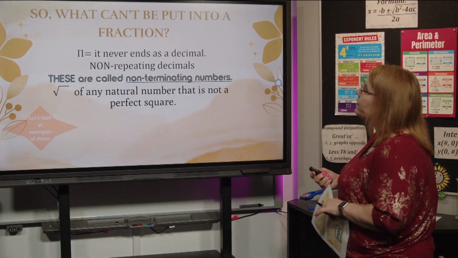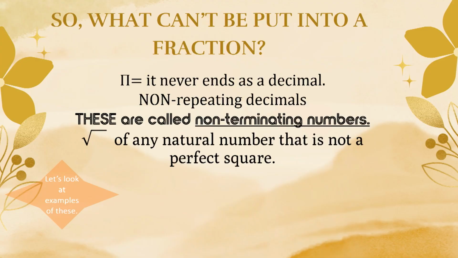So here we go. What can't be put into a fraction? Pi, it never ends. Non-repeating numbers are called non-terminating. And then when we take the square root of any natural number that is not a perfect square.